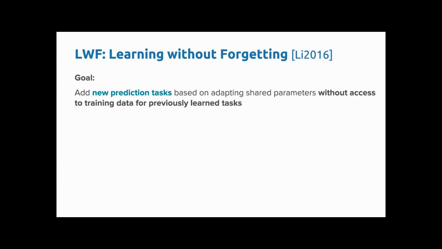The goal here is to add new prediction tasks based on adapting shared parameters without access to training data from previously learned tasks. So someone just asked this question, what if we train on old versus new data together? This is exactly the setting the paper is trying to explore, a more realistic assumption, closer to this lifelong learning scenario.